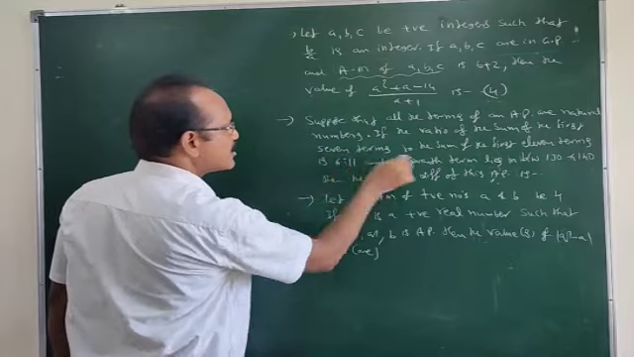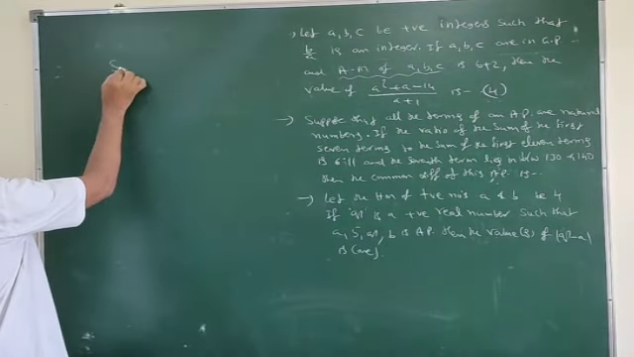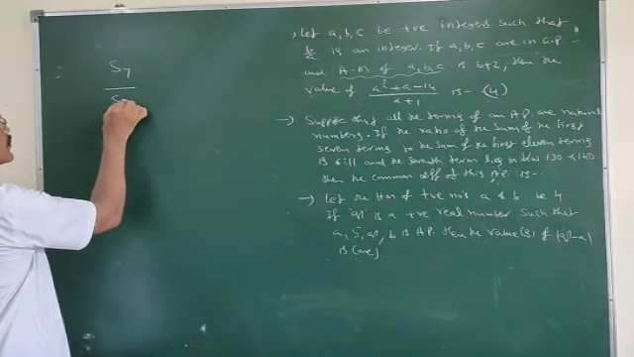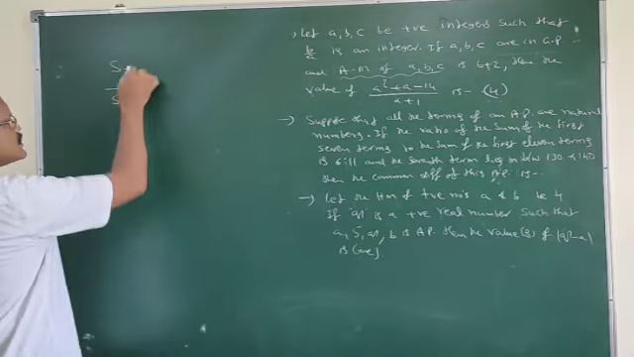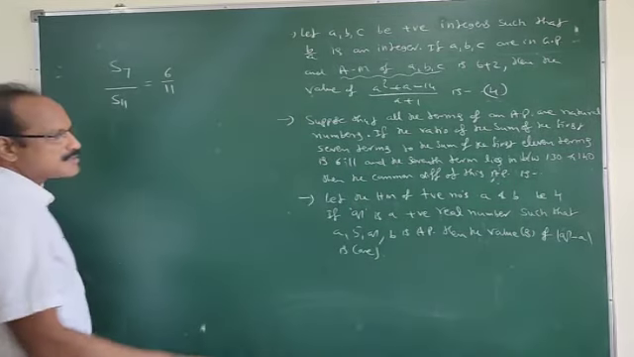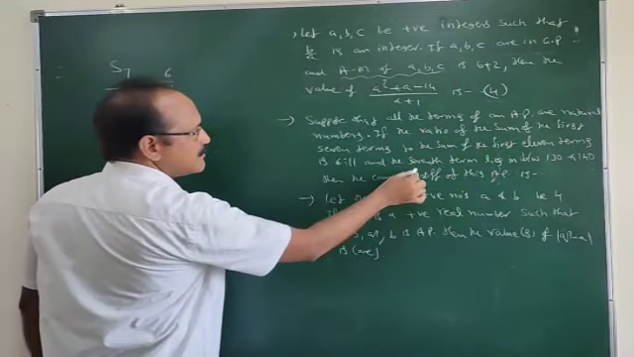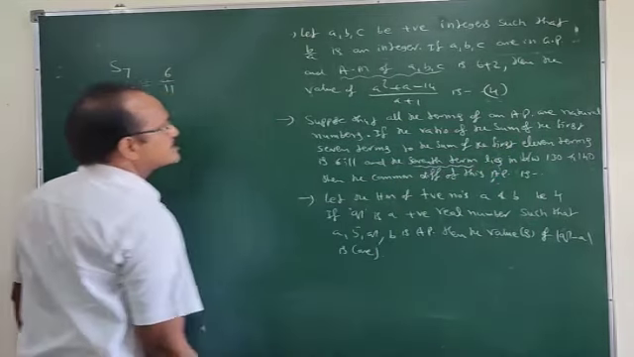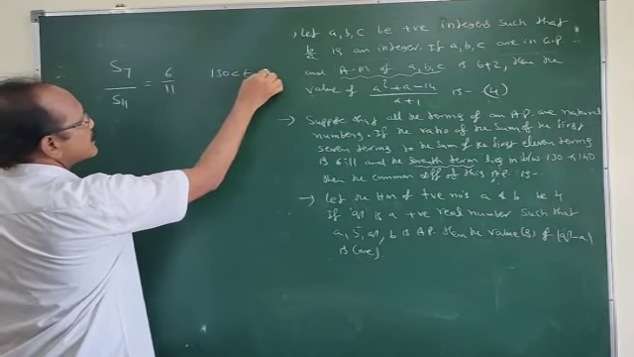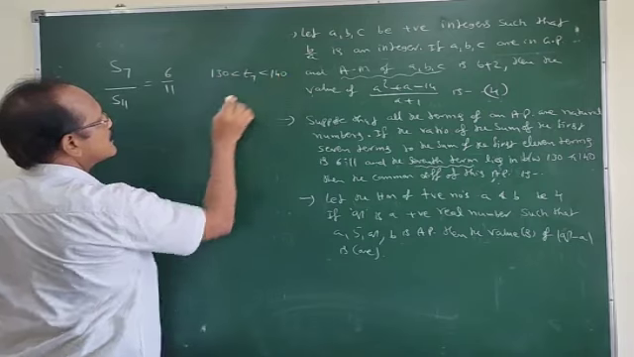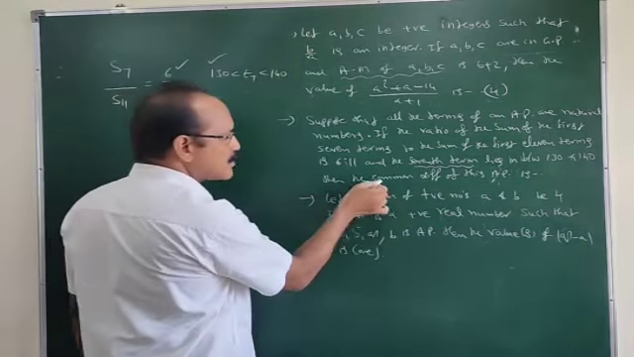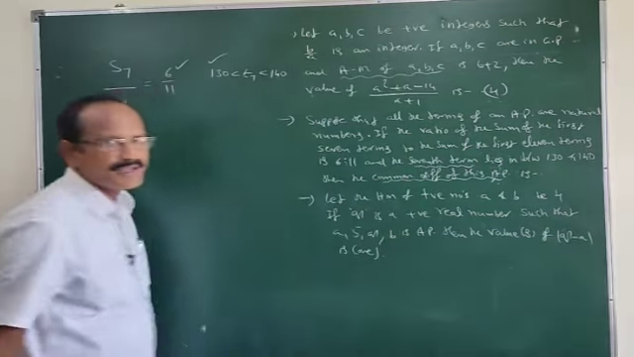You are given the sum of the first 7 terms, let it be S7, and the sum of the first 11 terms, let it be S11. This ratio is given as 6/11, and it is also given that the 7th term lies between 130 and 140. So these are the 2 given data points. Now I have to find the common difference of this AP.